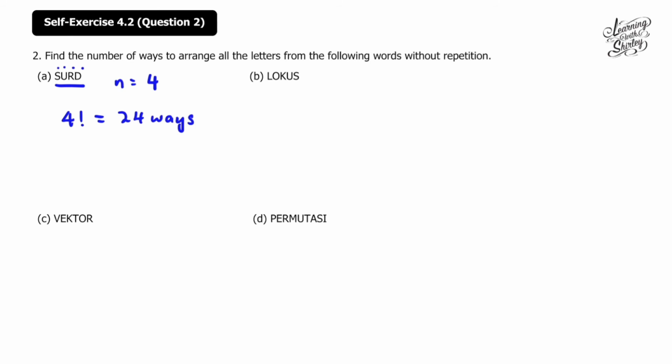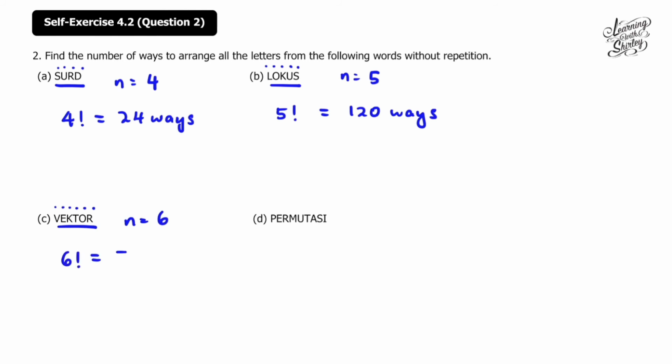Now let's solve for B. Locus. So locus, we're going to count how many letters? 1, 2, 3, 4, 5, which means n equals 5. Okay, and the number of ways is 5 factorial, which equals 120 ways. Now let's solve for C. Vector. So vector has how many letters? 1, 2, 3, 4, 5, 6, which means n equals 6. So the number of ways is 6 factorial, which equals 720 ways.